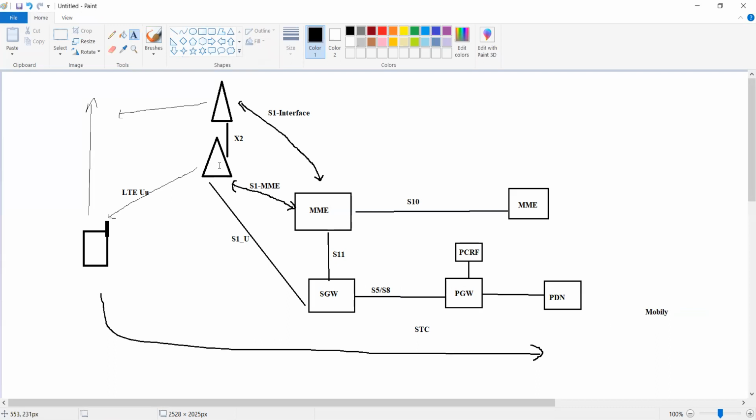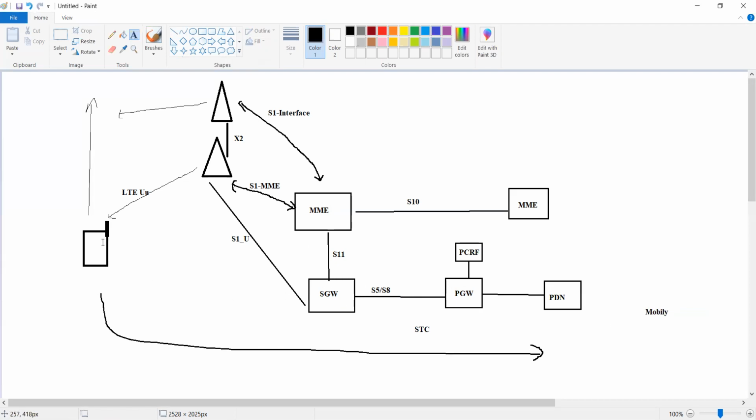I'm talking about only data. The signaling part, the S gateway will forward to the MME, the MME will forward to the eNode B, and the eNode B will forward to the UE. So that is how user data happens. Let's talk about user data. Suppose the P gateway is forwarding to the S gateway via the S5 interface in the home network.